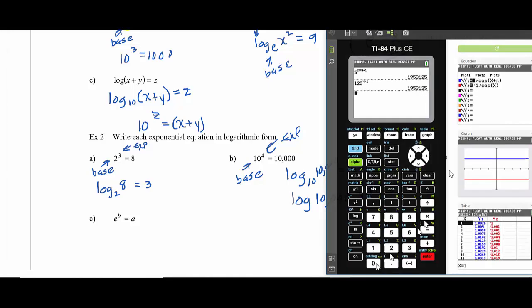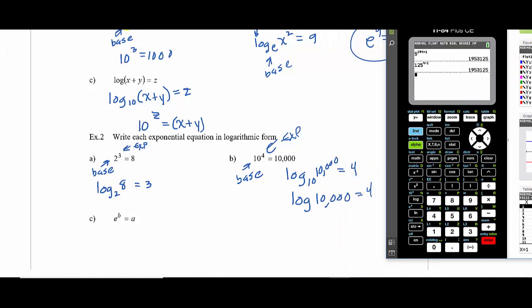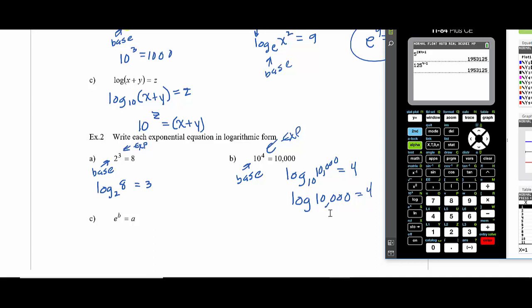And your calculator will do base 10 and base e, and there's another place on your calculator that'll allow you to put any base in anyway. So if I did log of 10,000, you're just figuring out what power of 10 is 10,000. Well, 10 to the 4th is 10,000. So that's what that's doing, okay?